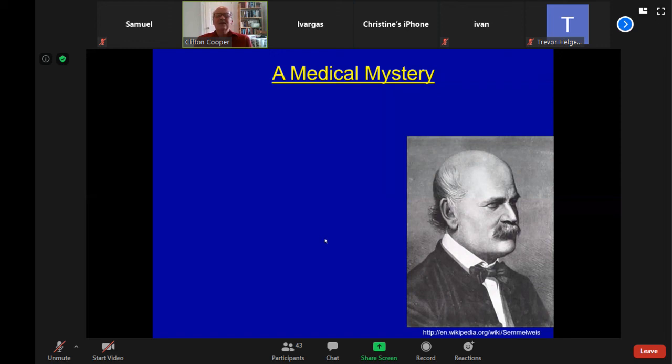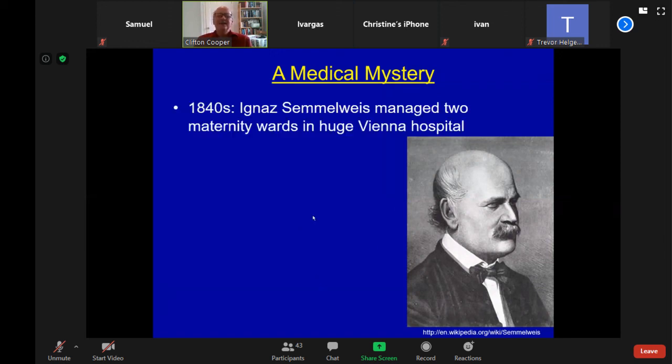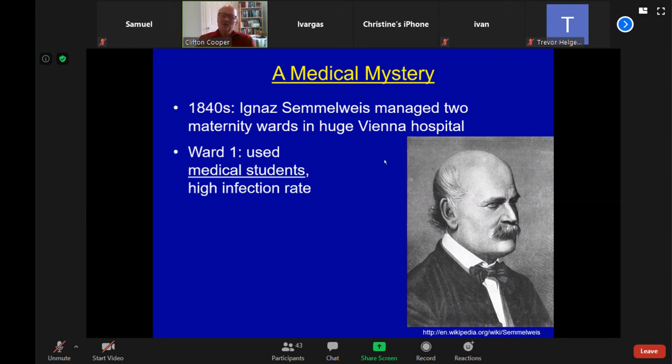So you had this medical mystery. All these women died. This guy, Ignaz Semmelweis, he took us a long way toward figuring out the answer. 1840s, he's managing 2 maternity wards in this hospital in Vienna, Austria. That was the biggest hospital in the world at the time, and people in Vienna were very proud of it. There they had the biggest, most modern hospital anywhere, but they had this horrible rate of infection with the mothers.